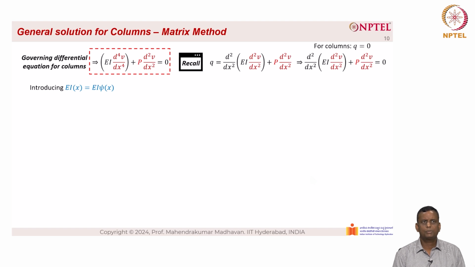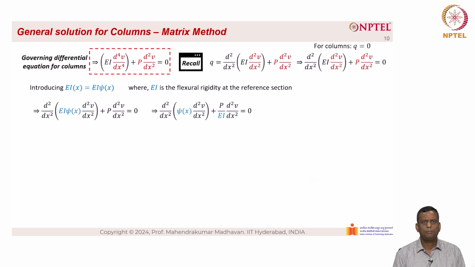If the section is not prismatic, or the moment of inertia of the section is varying along the length, we have to introduce the factor EI of x, which is given as EI into psi of x. Psi of x is the shape function. So EI is the flexural rigidity of the reference section. Then d square by dx square into EI into psi of x into d square v by dx square plus P into d square v by dx square is equal to 0.